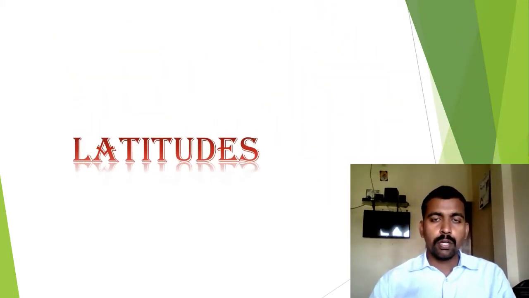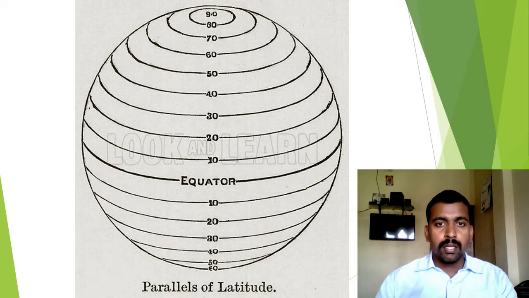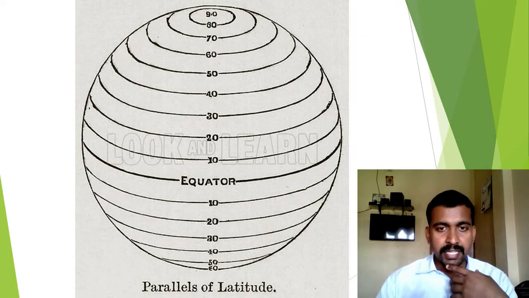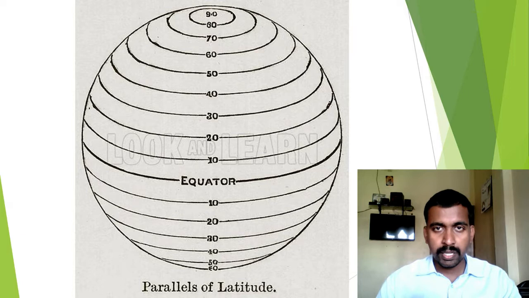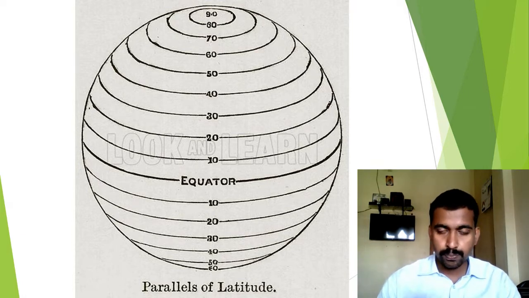Now we go to our main part, that is latitude. Our name of the lesson or the topic is latitude and longitude. Now we are going to learn about latitude. In this picture, you can see many lines, and in the middle it is written equator. We have learned just now what is an equator. An equator is an imaginary line which divides the north pole and south pole with equidistance.